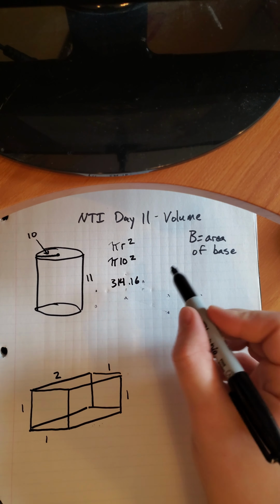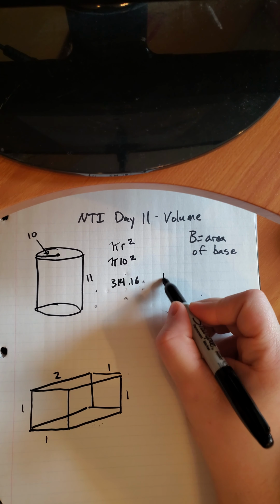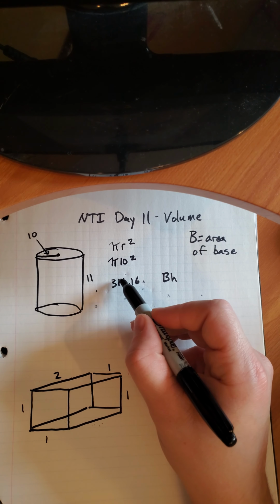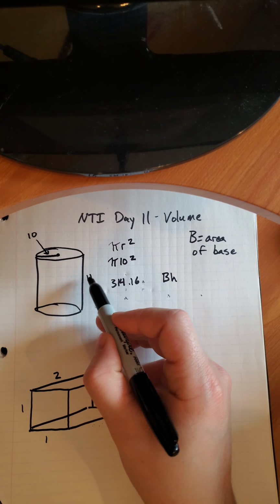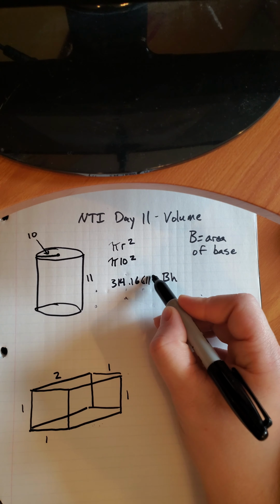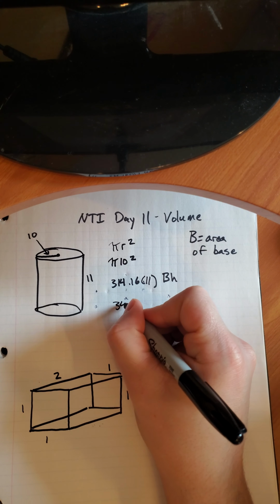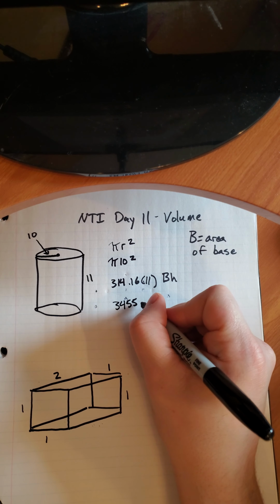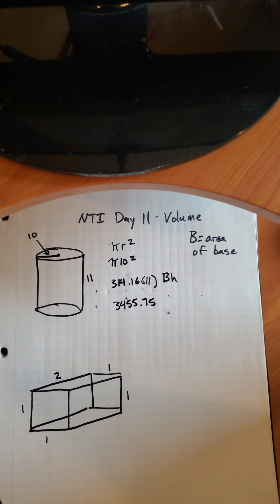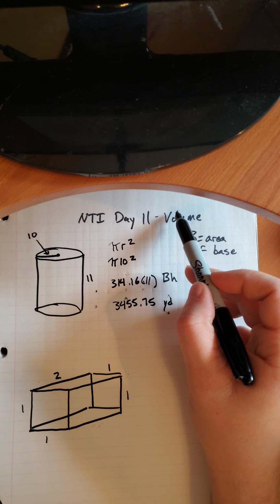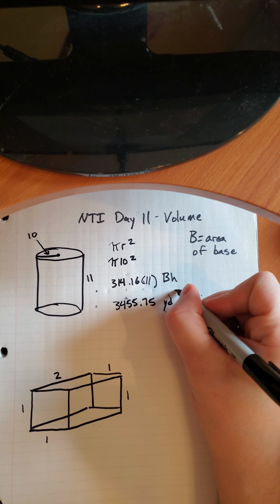That's our capital B, and then our formula is going to be the area of the base times the height of the cylinder. So 314.16 times 11, and that is going to give us somewhere in the ballpark of 3,455.75. And what was the unit of measure on that? Yards. We always have to remember to put our unit of measurement, and then anytime that we're doing volume, our measurements are going to be cubed.